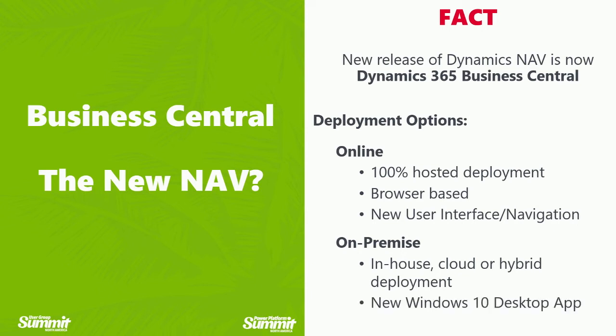And with the latest release, so I'm not sure if everybody's heard, but Business Central just released Wave 2 earlier this month. In the latest release, the on-premise version has a new Windows 10 desktop app. So the old familiar Nav client app has gone away, and there's a new version out there. Now, I haven't taken a look at it, so I'm not sure how many differences there are between the old version, but just keep that in mind if you are moving to Business Central.